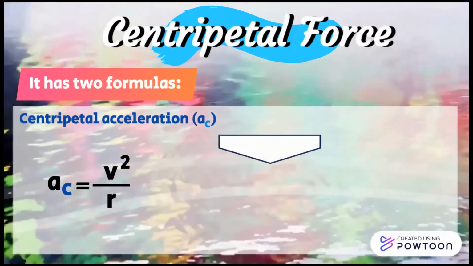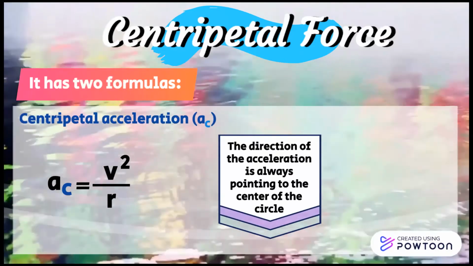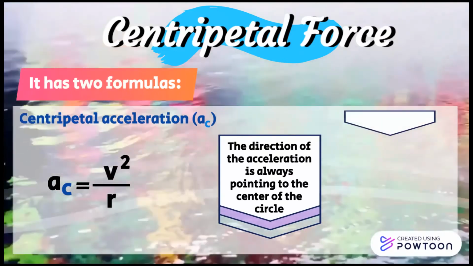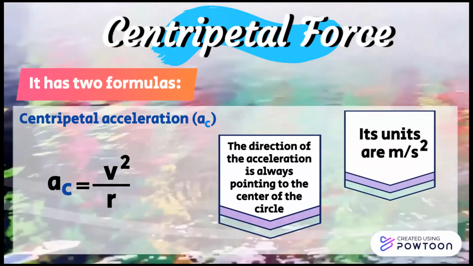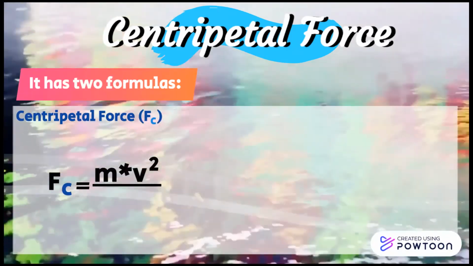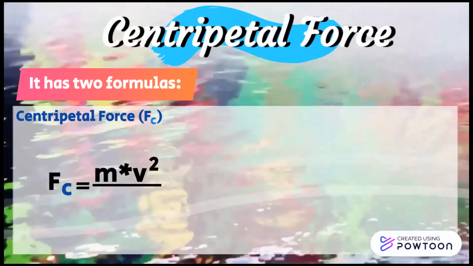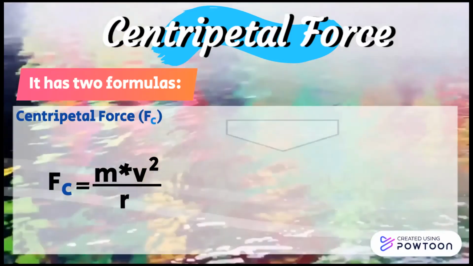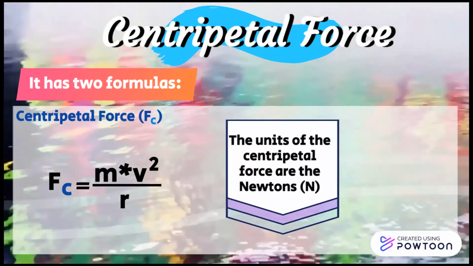The direction of the acceleration is always pointing to the center of the circle, and its units are meters per second squared. And the other formula is to get the centripetal force, that is capital F c equals mass times the speed squared over the radius. And the units of the centripetal force are the newtons.